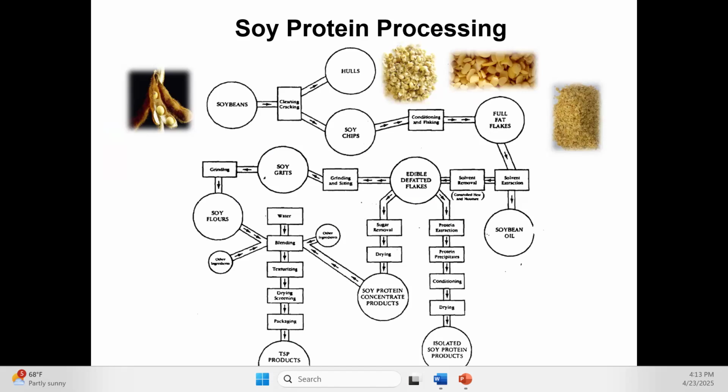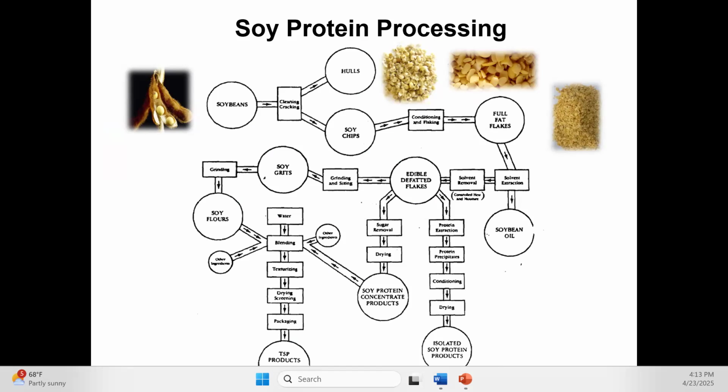So the processing starts with dehulling. Of course, you clean, then you dehull. When you dehull, you get the beans, and then you crack them and flake them so you get the flakes. Then you defat, mostly by pressing, then hexane extraction. And then you go with the defatted flakes to produce either concentrates or isolates.